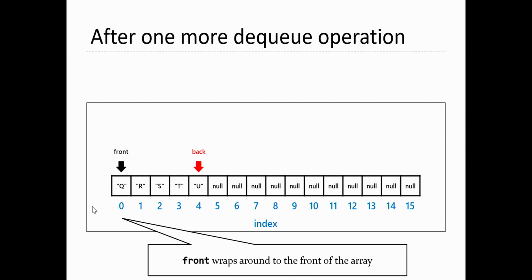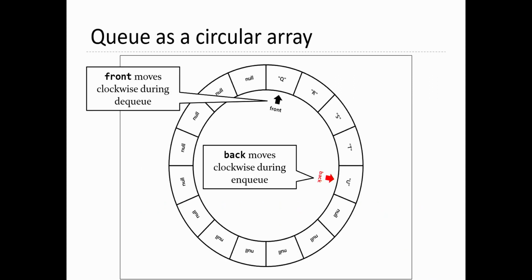Now, if I take this array and draw it as a circle instead, you end up with the following picture here. So Q, that's index 0 of my array. Whenever I NQ something, back moves clockwise. So if I NQ a new element, the UV, I'm going to add it here, and then back moves clockwise. Whenever I DQ an element, front moves clockwise. So we remove the Q, move front clockwise.